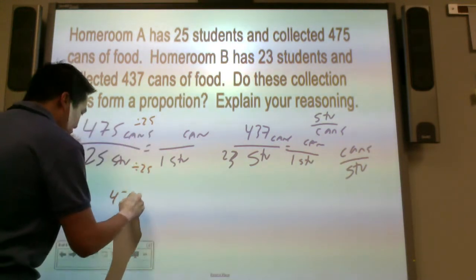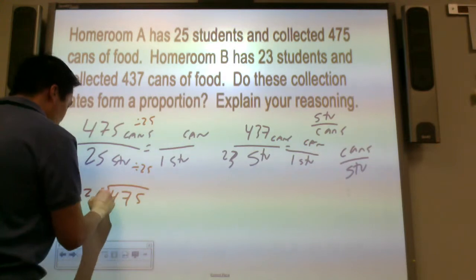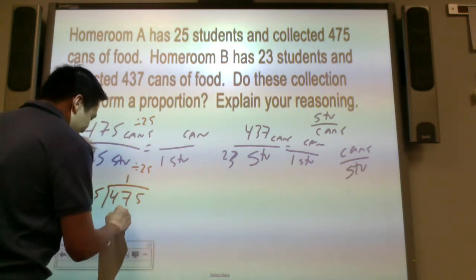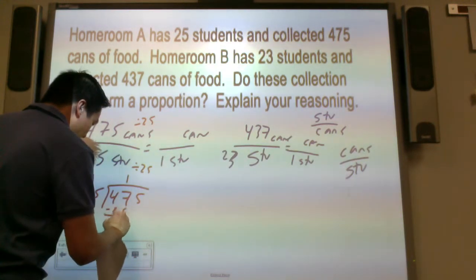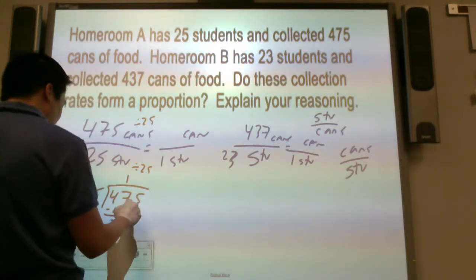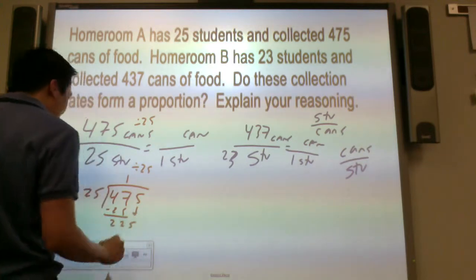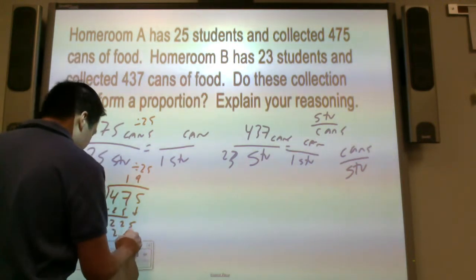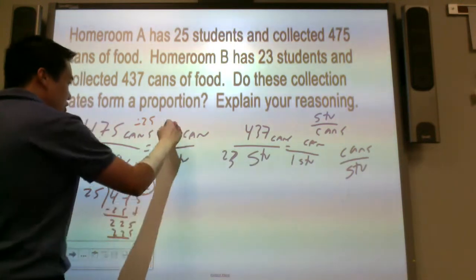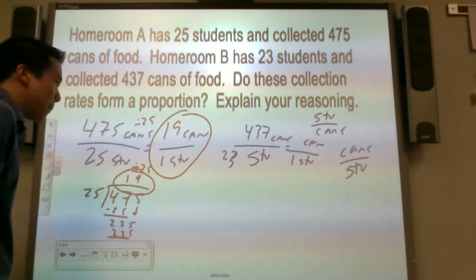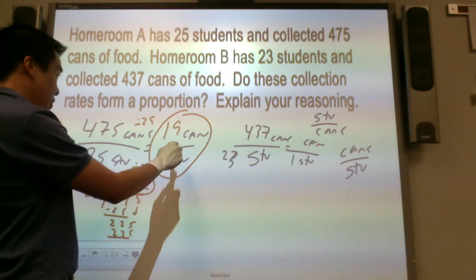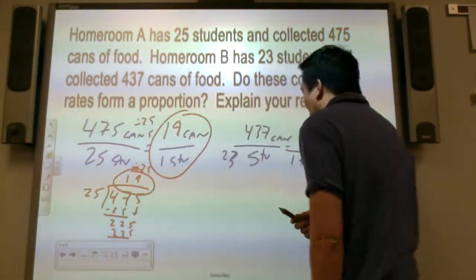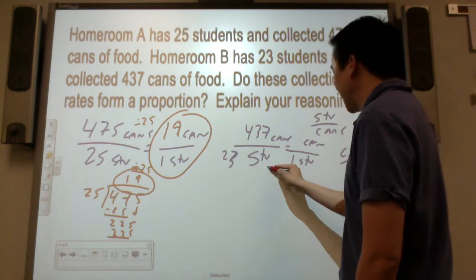So you have 475 divided by 25. How many groups of 25 go into 47? 1 time. What do you have left over? 22, bring down the 5. How many groups of 25 go into 225? 9 times. So you have 19 cans per student. That's pretty good. That's a very good food drive. Very generous children. 23 students, how do you break it down to 1 student?